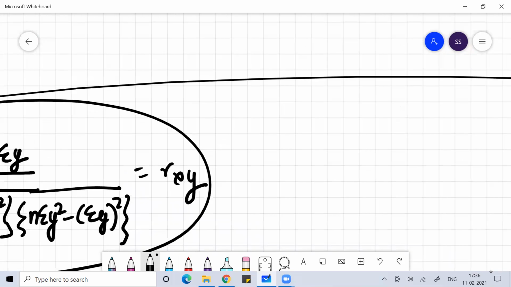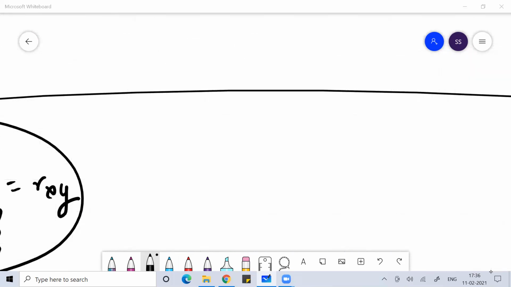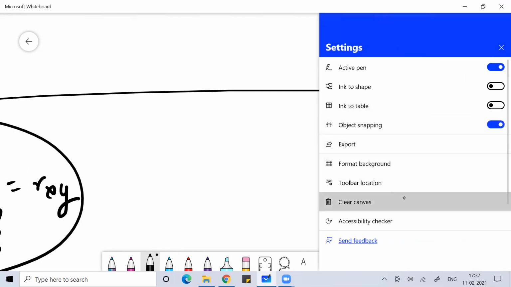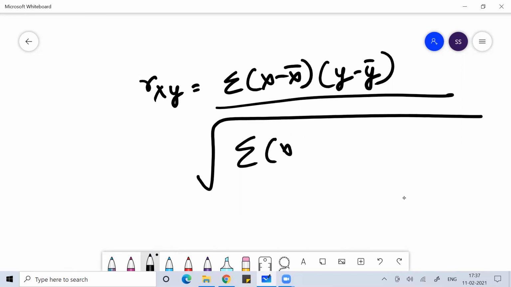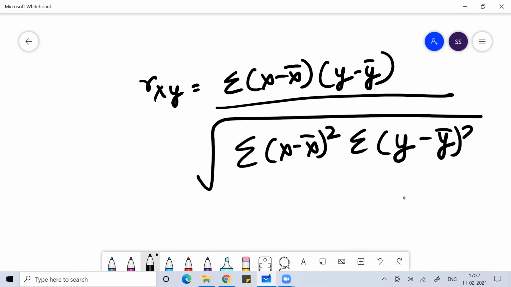The other formula is very easy to derive. I don't think you'll find any difficulty in doing that. So another formula of r of xy was summation of x minus x bar into y minus y bar divided by square root of summation of x minus x bar whole square into summation of y minus y bar whole square. You know this is another formula of r of xy.